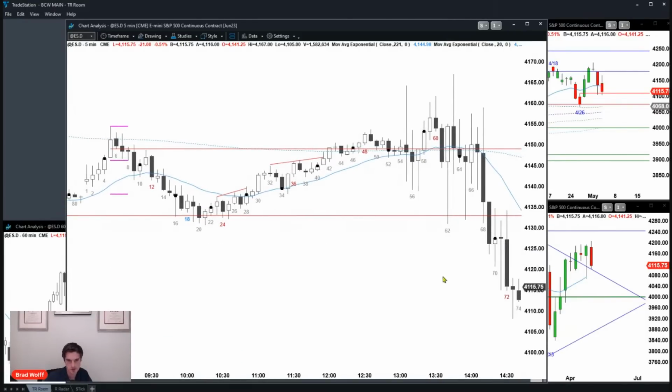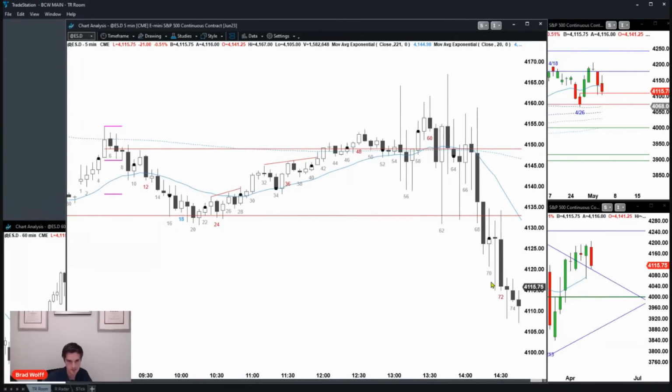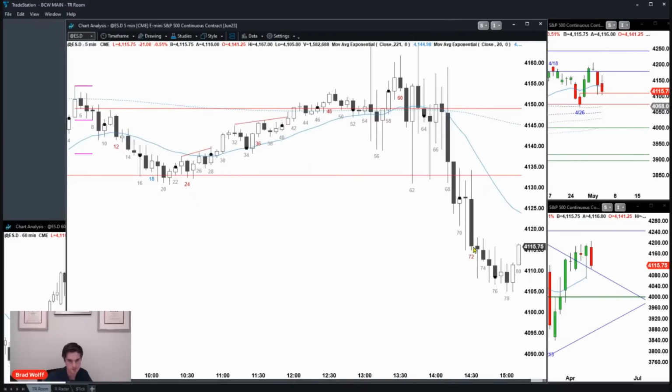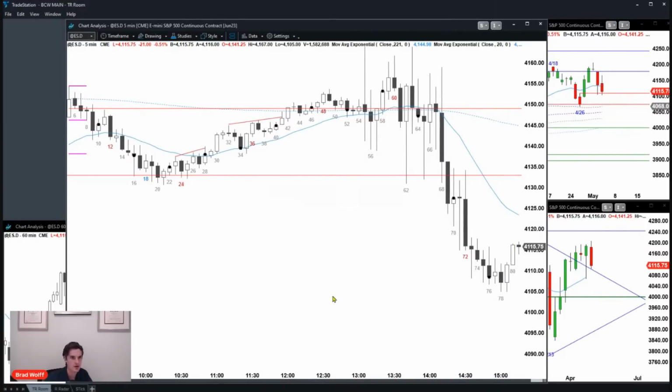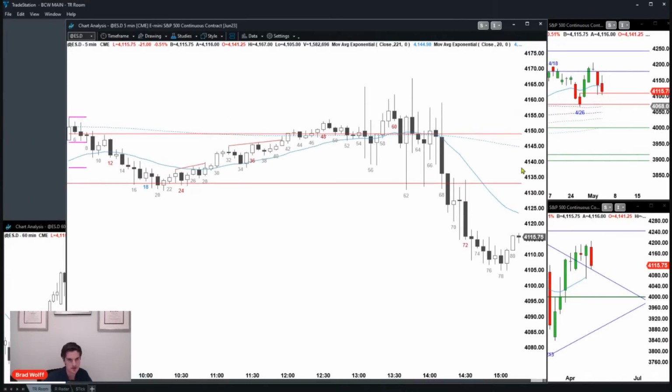73, doji, and then 74 an inside bar. And we really sold off in a tight bear channel for the rest of the day, and then we're bouncing here. But whenever you see a breakout like 69, 70, the odds are you're going to get a second leg down, and that's what happened. So whenever you have a tight trading range, eventually you're going to get a measured move of the range.